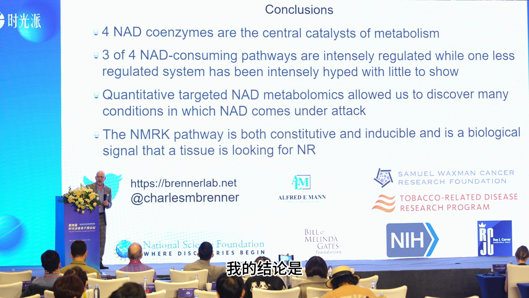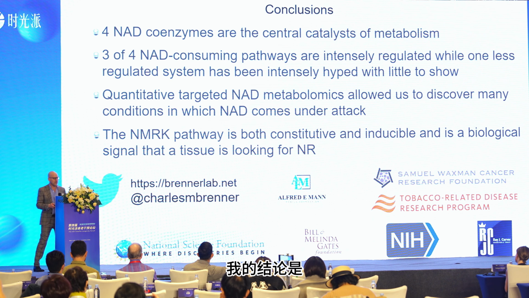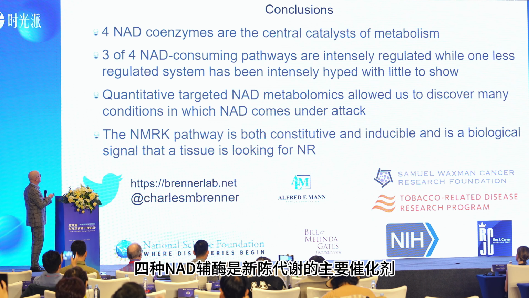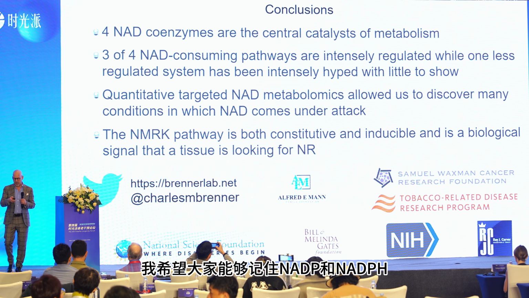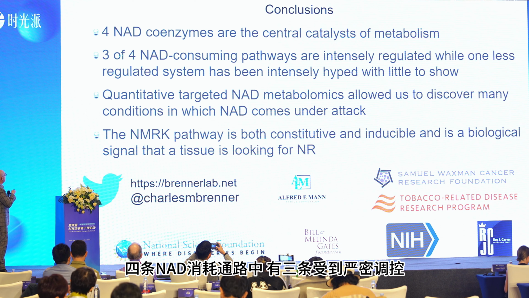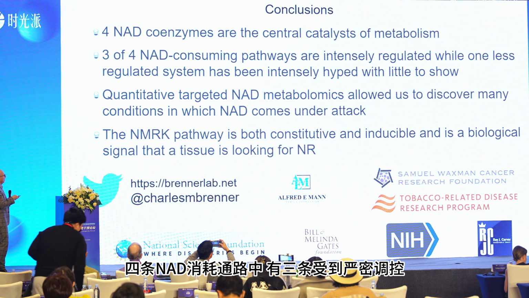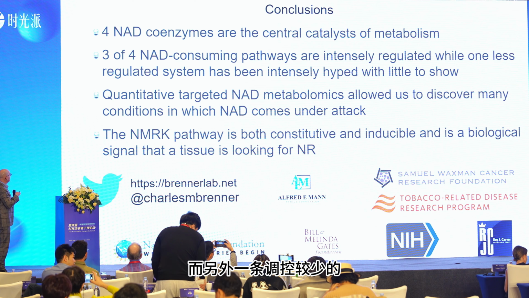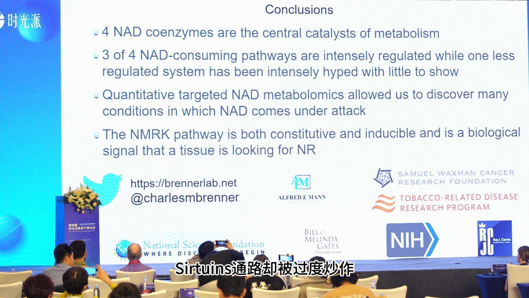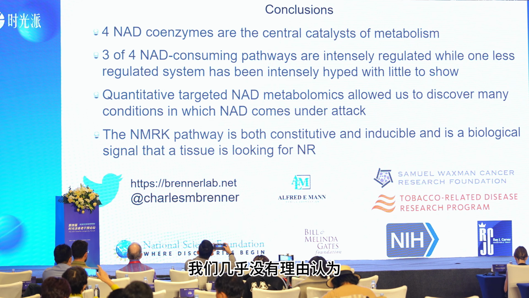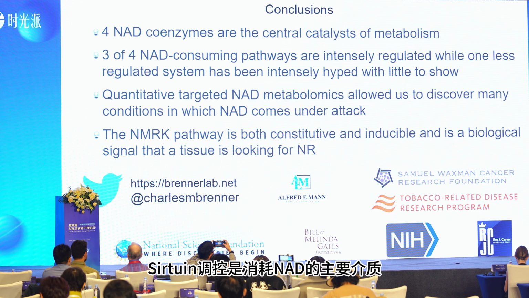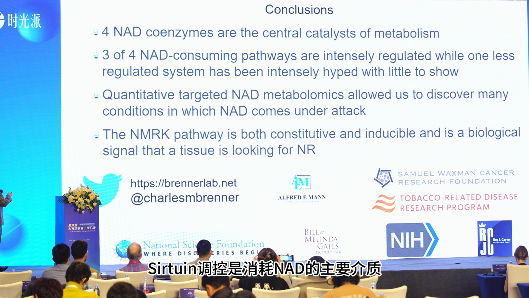So the conclusions that I brought you this weekend are that there are 4 NAD coenzymes that are the central catalysts of metabolism. I don't want you to ever forget about NADP and NADPH. 3 of the 4 NAD-consuming pathways are intensely regulated, while one less regulated system, the Sirtuin system, has been intensely hyped with very little to show. And there's very little reason to think that Sirtuin modulation is the primary mediator of NAD repletion approaches.